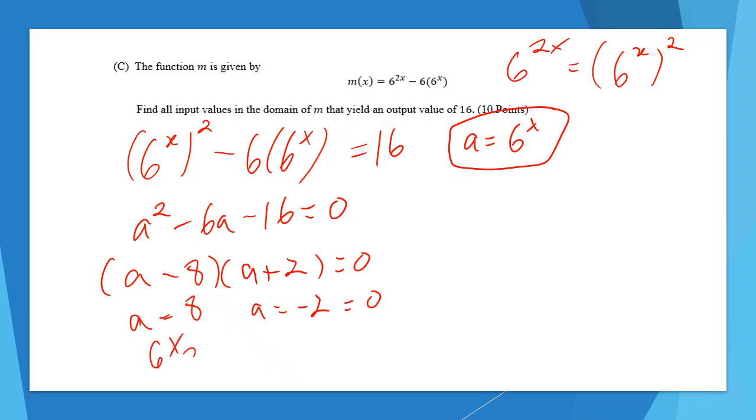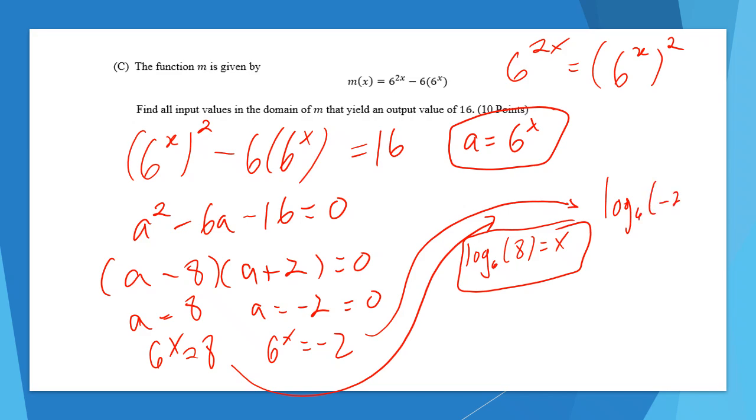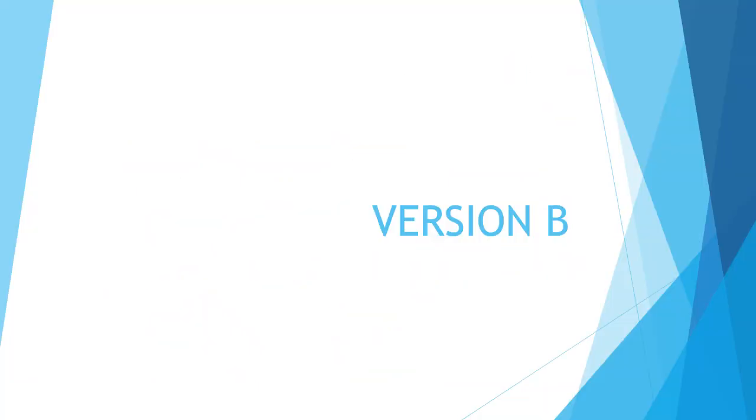So 6 to the power of x equals 8, 6 to the power of x equals negative 2. And then working on these, we should get log base 6 of 8 equals x when we convert that to logarithmic form. And for the next one, we would get log base 6 of negative 2 equals x. And this would also be no solution because you cannot take the log of a negative number. So that is it for version A.